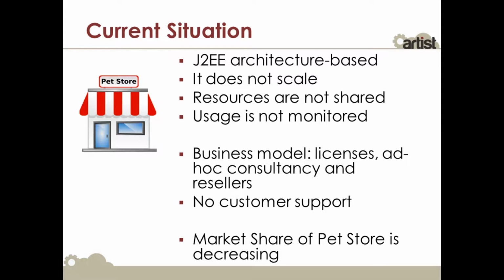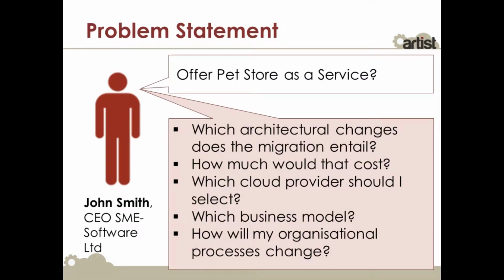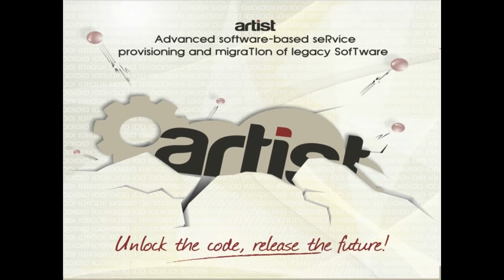The current business model is not helping to keep customers and attract new ones. John wonders how to overcome the current situation and thinks of offering Petstore as a service. Many questions come up to his mind. ARTIST supports him in answering these questions and in guiding the company towards the final goal.